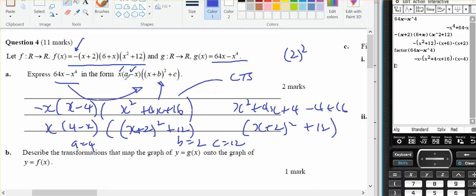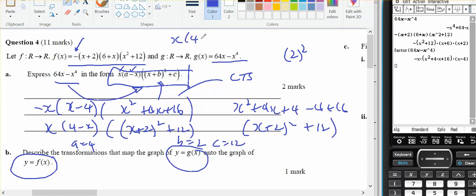They deliberately wanted me to know that because in the next question, g of x is transformed to f of x. So what have I got? I've got x, 4 minus x, x plus 2 squared plus 12 turned into that. There's a couple of things that I can notice. I can see that the x plus 2 has become x.